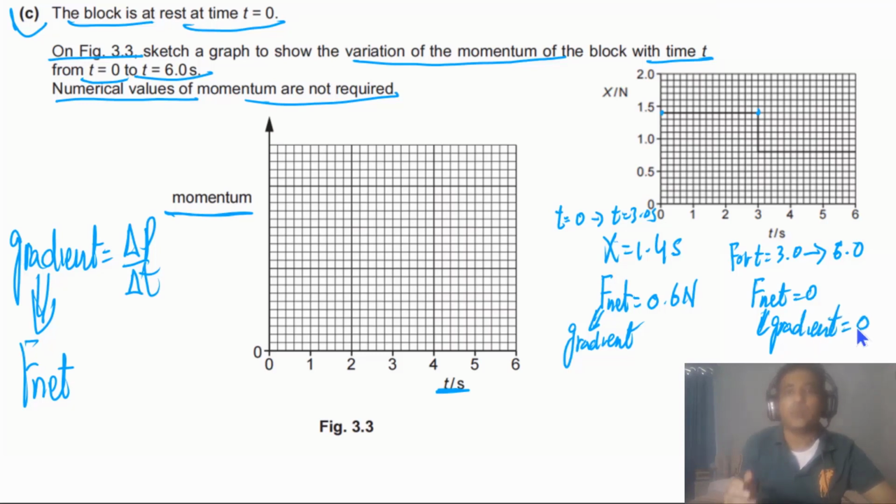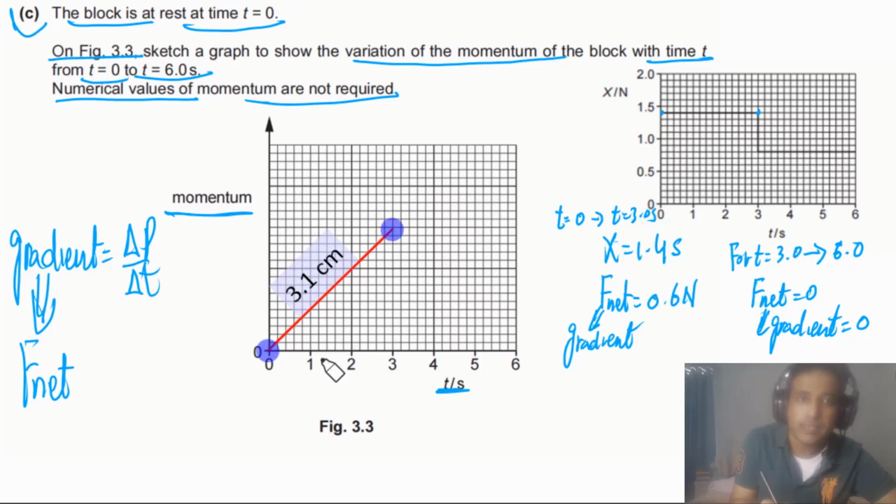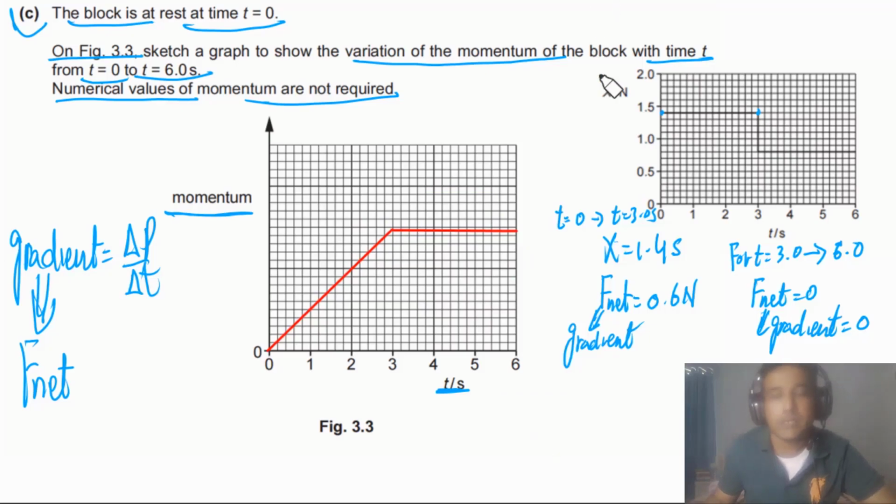And for this question, we don't need any numerical values. So simply we can sketch this one. We can start from origin because initial momentum is 0, because initial velocity is 0. So up to 3 seconds, gradient has to be constant because resultant force is constant. And after that, resultant force is 0. So the gradient has to be 0. So this is how we can sketch the graph.